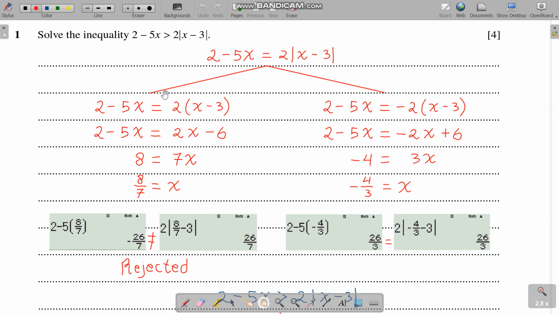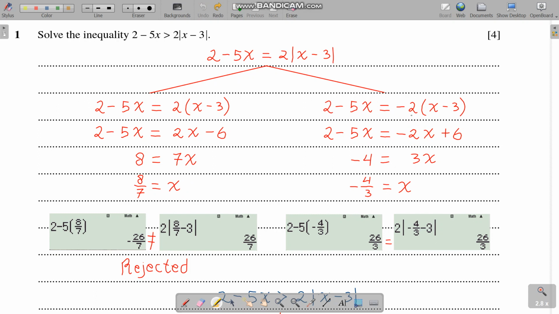Just let the left hand side always positive and the right hand side can be positive or negative. So when it's positive, this is what we get. When it's negative, we multiply by negative, and then we expand. This is 2x minus 6, and we just add 5x to both sides. We have 7x, and we add 6 to both sides, so we have 8, and then we divide both sides by 7. We get the first solution to the equation, and we expand again for the second equation.